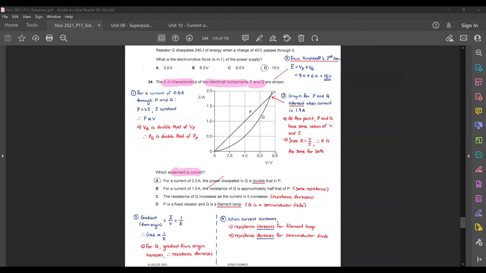We just see some of the stuff here. Okay, now, if we look at answer choice A, for a current of 0.5 amp, the power dissipated in Q is double that in P. So how do we look at this one?